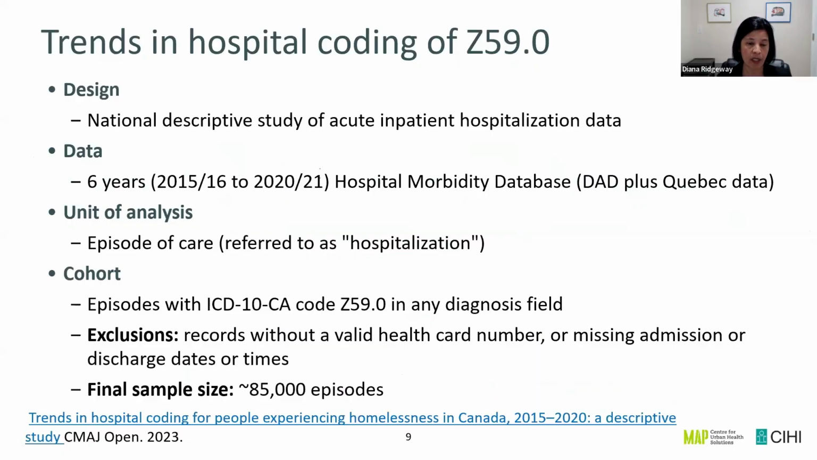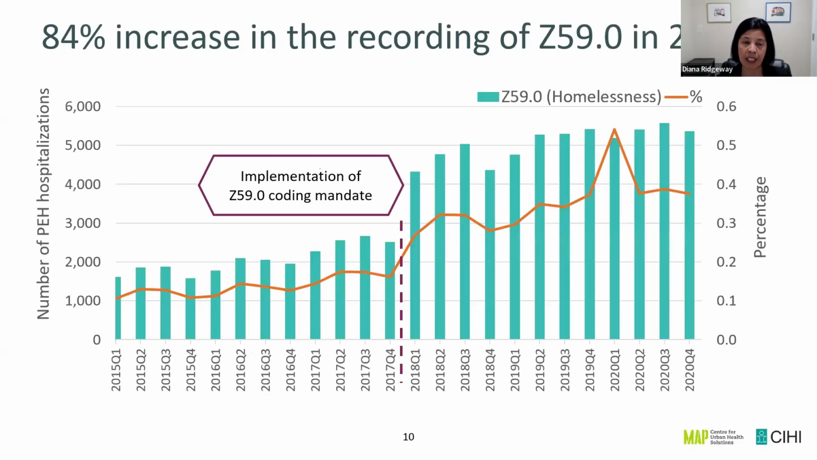We selected records with ICD-10-CA code Z59.0 in any diagnosis field, and some records were excluded, such as those without a valid health card number. We published this study in CMAJ Open in 2023, and you can find the full details and additional analyses there. We'll be posting all the relevant links for you in the chat. I'd like to share 2 main findings from this study about trends today.